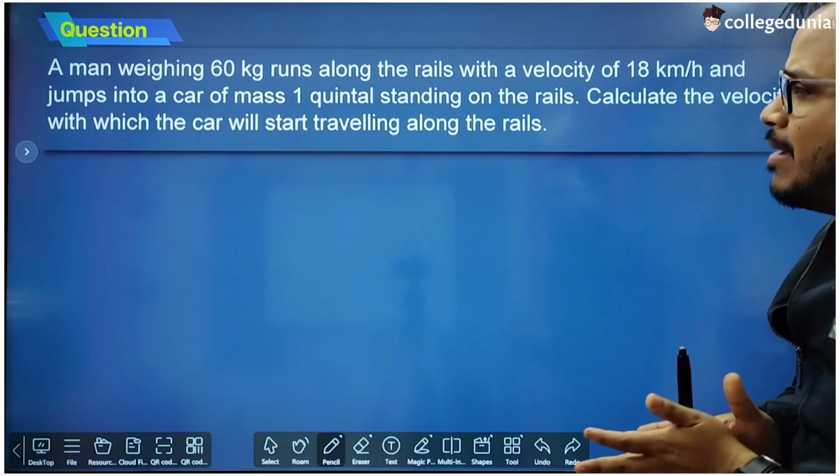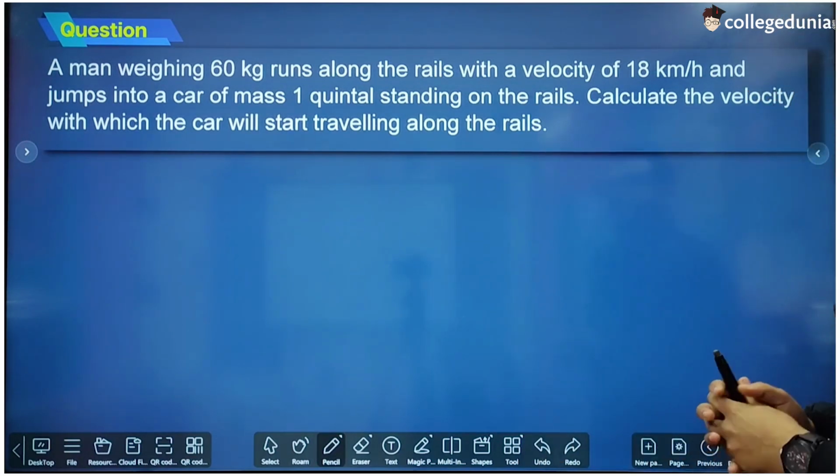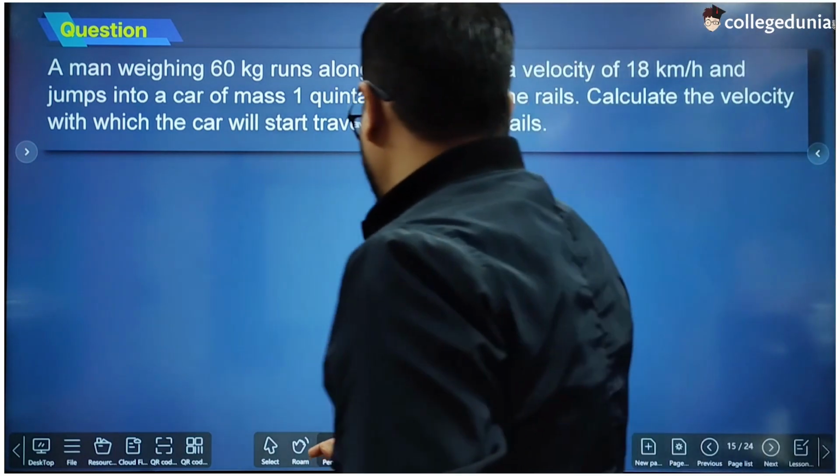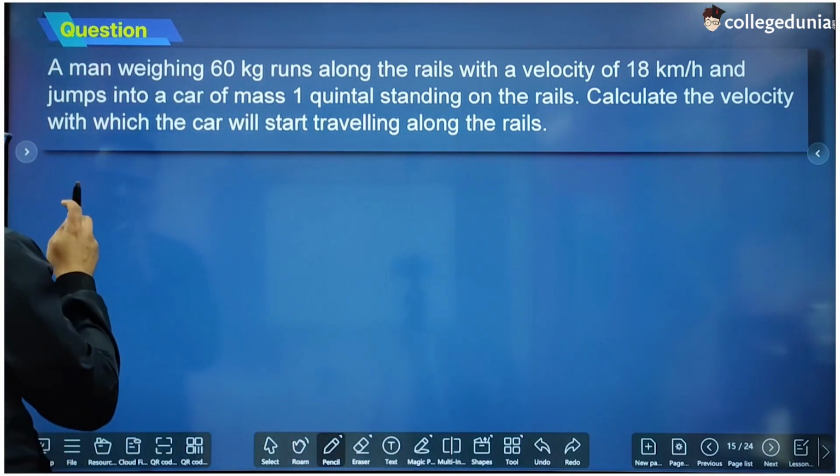Next, a man weighing 60 kg runs along the rails with a velocity of 18 km per hour and jumps into a car of mass 1 quintal standing on the rails. Calculate the velocity with which the car will start traveling along the rails. Okay.